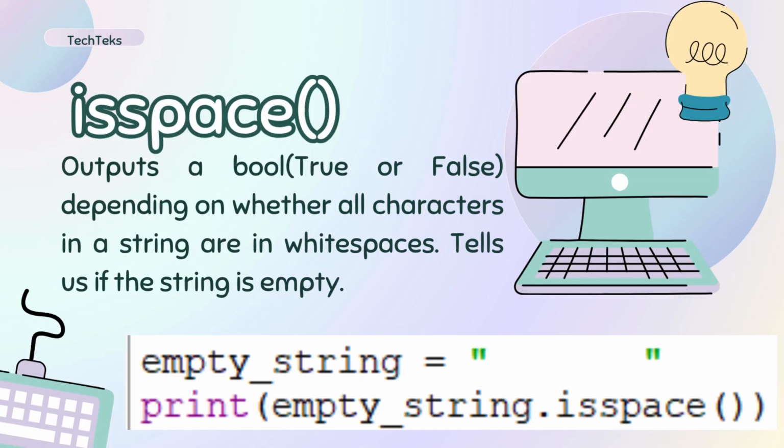The isspace method is actually very useful because it tells you whether a string is empty or not. It outputs true or false depending on whether all characters in a string are white spaces. So if it's all white spaces, if it's empty, then it outputs true, and if it's not, it outputs false.